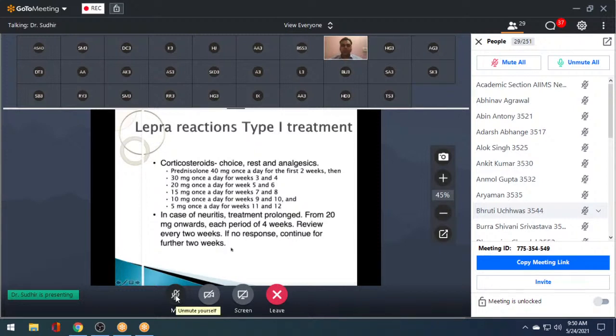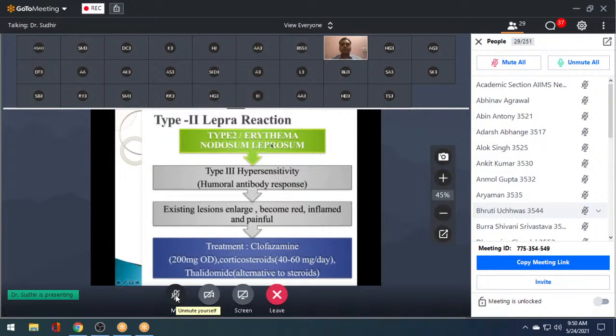Okay. So coming to type 2 reactions, it is erythema nodosum leprosum. It is a type 3 hypersensitivity, a humoral antibody response, where antigen antibody complex reactions occur. Existing lesions enlarge, become red, inflamed, and painful. Treatment is clofazimine, 200 milligram OD or 300 milligram OD given once daily. Okay. Here, clofazimine in MDT is given 300 milligram once monthly, then followed by 50 milligram once daily. Here you can give 200 to 300 milligram once daily. I'll comment later on. Corticosteroids are to be given also, and thalidomide is the alternative to steroids. Along with that, you can give rest and analgesic treatment.